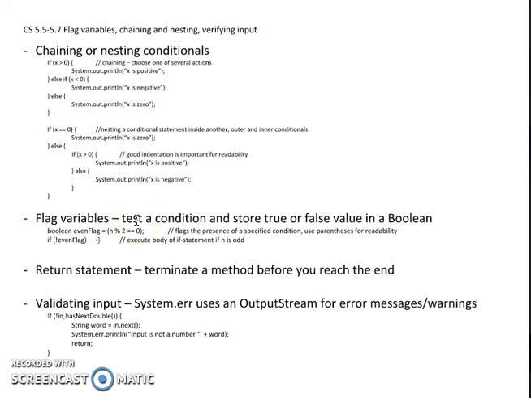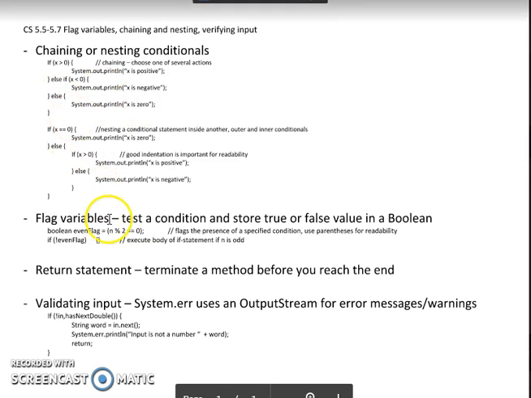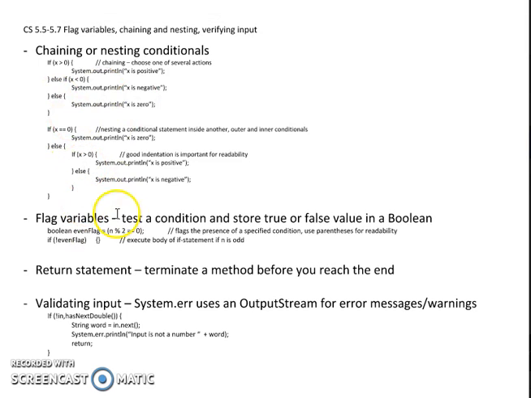Okay, a flag variable is sometimes used to make a conditional a little bit easier to read. For example, up here, I'm deciding if n is even. Well, if n is even, that means if I divide by 2, I'm going to get 0 as a remainder. Remember the modulus operator, it gives you the value of the remainder after division by whatever number. So I divide a number by 2. If I get 0 as my remainder, it must be even.